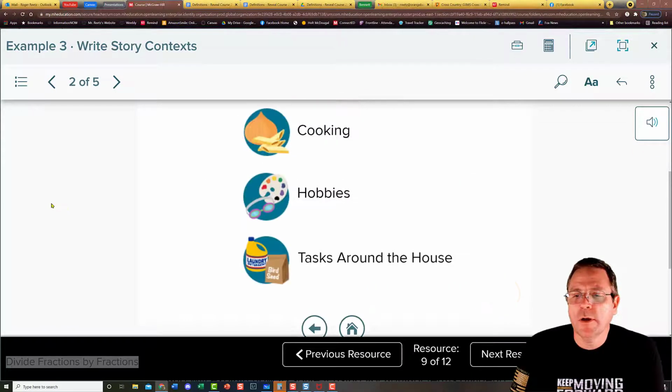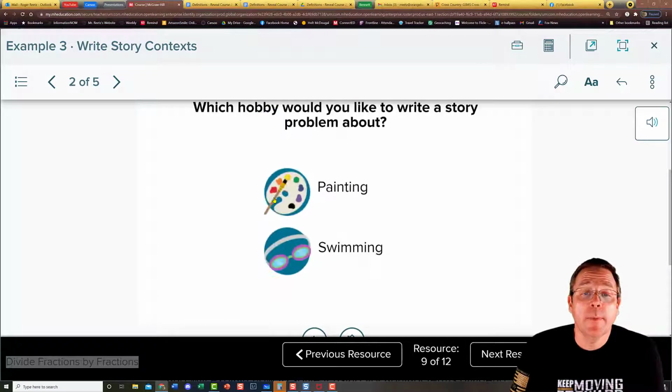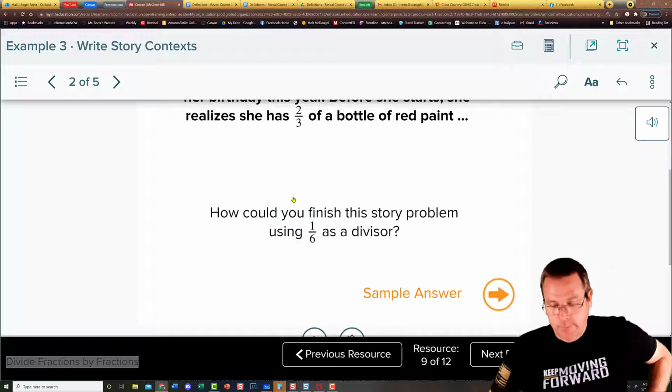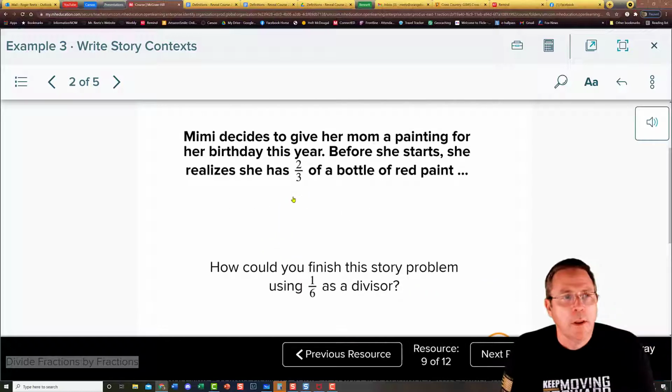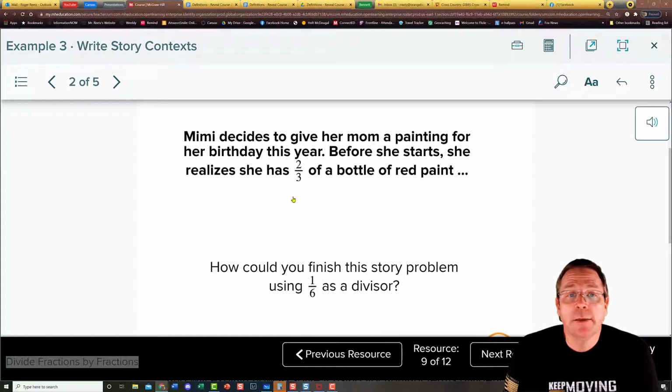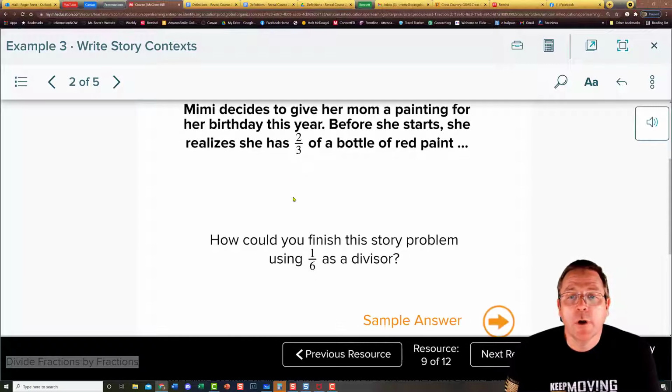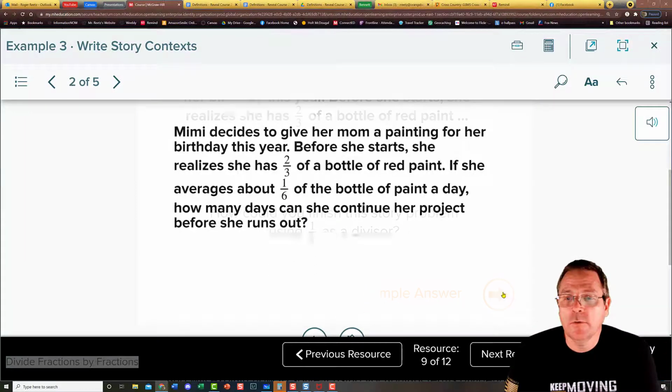Well, let's look at a different story. How about a hobby maybe? Under hobbies, you all want painting or swimming? Yeah, swimming's too wet. Let's paint. So for this problem, Mimi decided to give her mom a painting for her birthday this year. Before she starts, she realizes that she only has 2/3 of a bottle of red paint. And we want to know, well, how could we use that as a story problem?